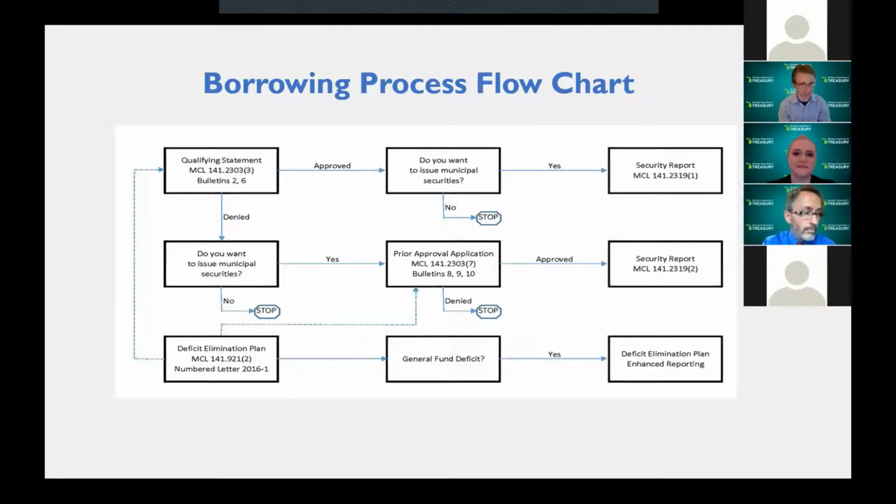If a local government does not receive an approved qualifying statement and intends to issue debt, then they would need to submit a prior approval application. Now, a prior approval application is required for each debt issuance the local government intends to issue until the local government can submit a qualifying statement and a new determination is made. As you can see by this borrowing flowchart, security reports are submitted after the local government issues that debt, there on the right hand of the screen. Next slide, please.